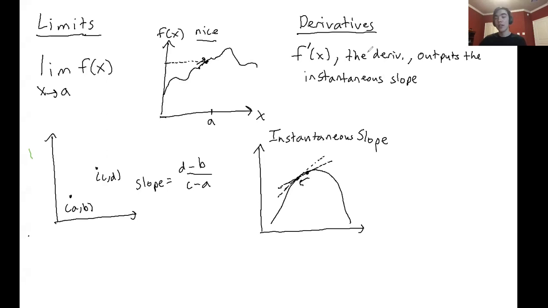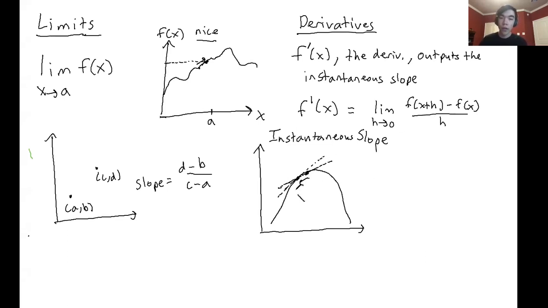So f prime of x is a function. If I were to be more rigorous using limits, I would do this. F prime of x is the limit as h goes to 0 of f of x plus h minus f of x over h. If you remember, one of my definitions of instantaneous slope was I take 2 points that are very close to each other and take the slope between those two. That's exactly what I'm doing here.